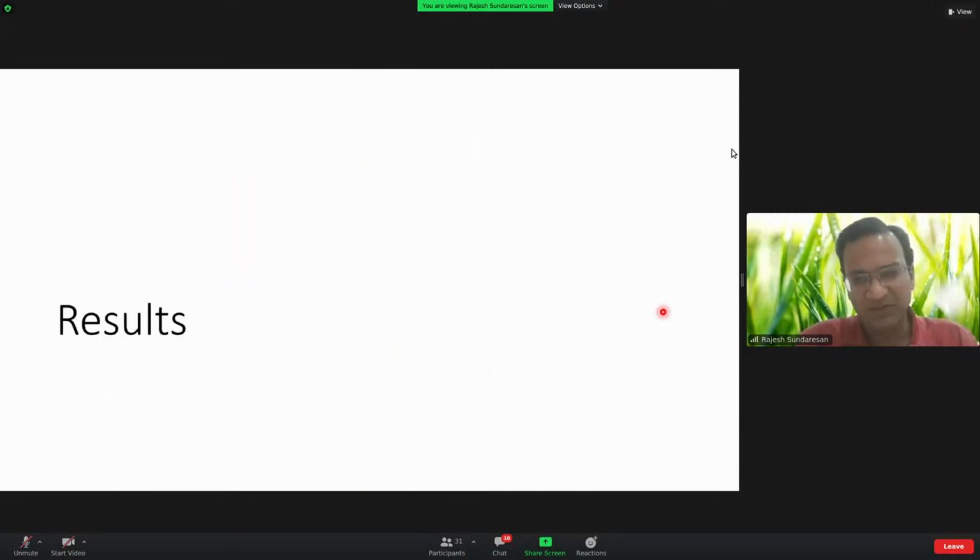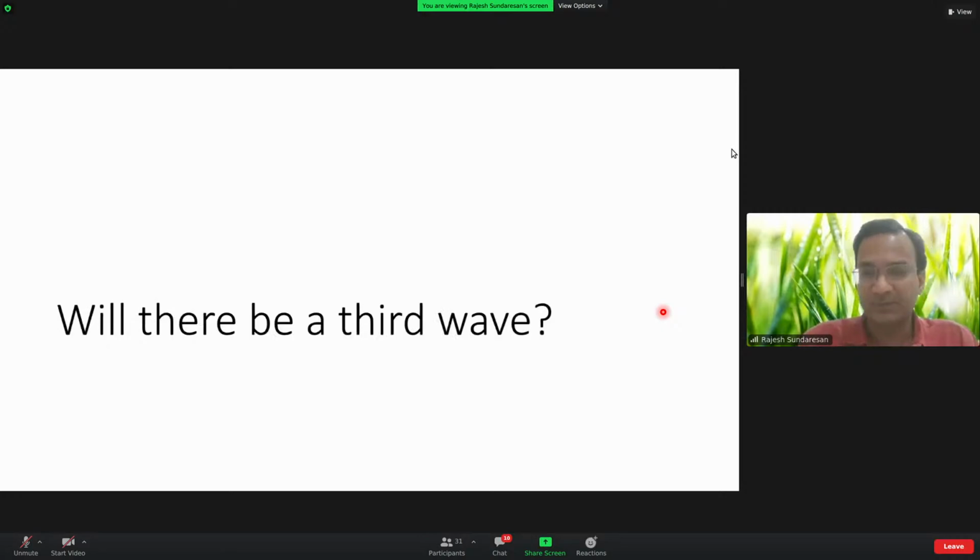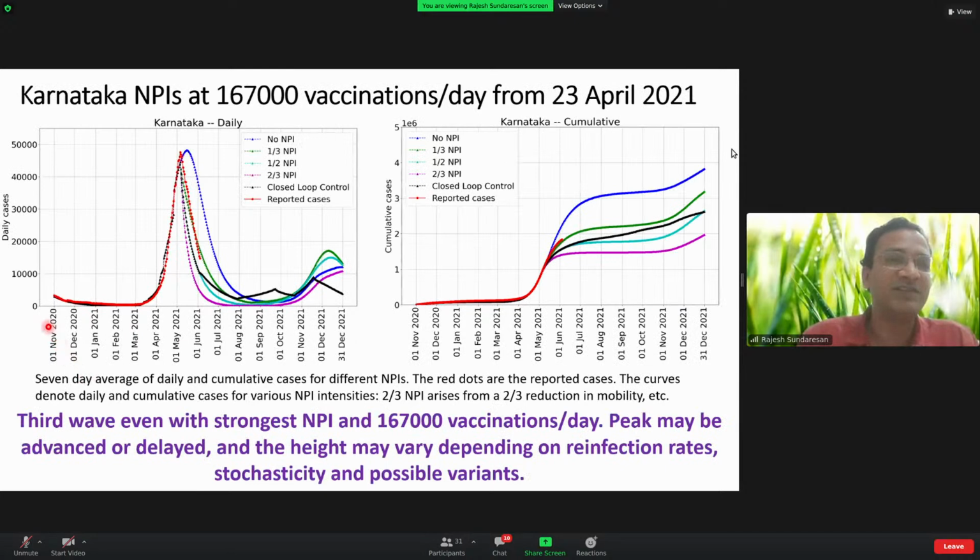So I'll now present some results just to give a flavor for what to expect and also what this tool is capable of doing. So the first question is, will there be a third wave? And here you will see in this picture time on this axis and the daily cases on this axis. What we have here in red is the daily number of new cases. You will see also several curves. So there is the no NPI, which is the blue curve, and then 1/3 NPI, which is this dark green, and then 1/2 NPI, which is the cyan. It's kind of overwritten by the black, and then the magenta, which is the most restrictive NPI.